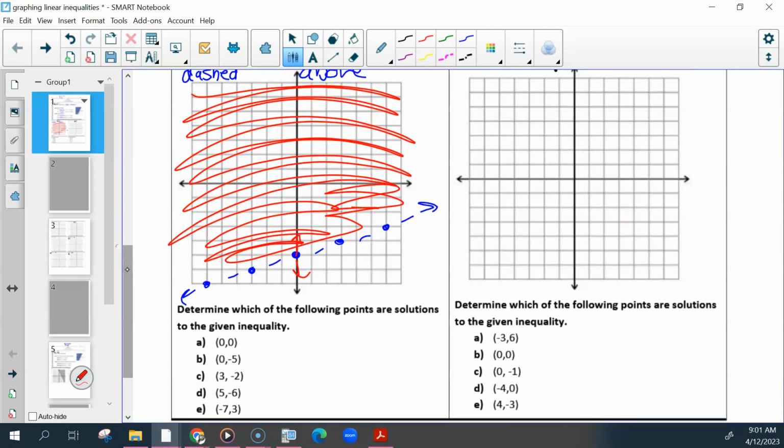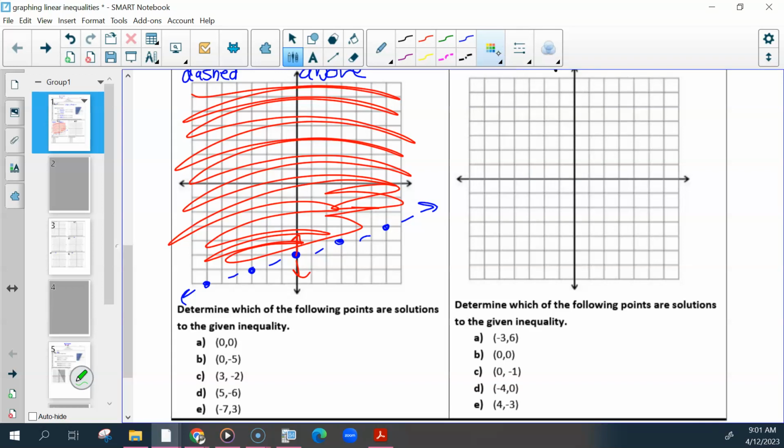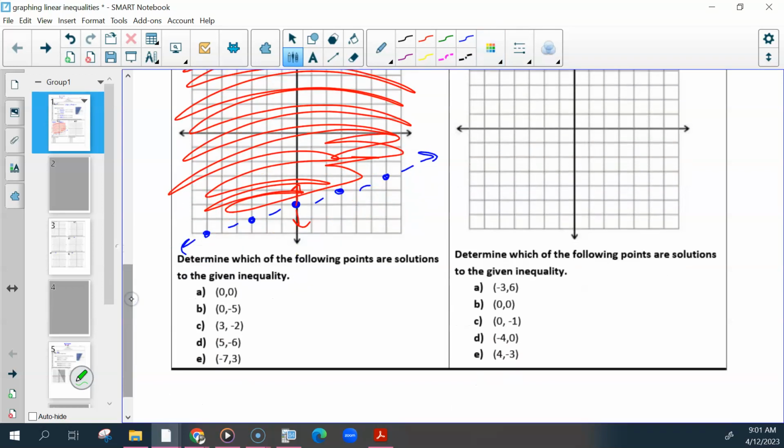Questions about the graphing piece of this before we talk about the next piece? The next part, we have to see, do these points fall in the shaded area? If they do, they're solutions. If they don't, they're not. So 0, 0. Does that fall in the shaded area? Yes. 0, -5, we're going to come back to that one.